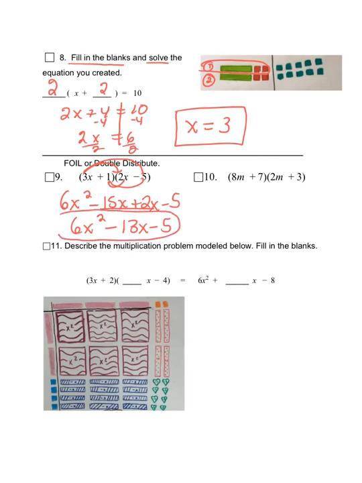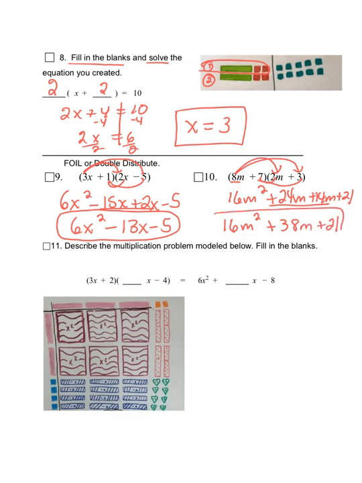We can circle that. If you think about it as double distribute, we start off with the 8m, and we distribute that. So 8m times 2m is 16m squared. Then you have 8m times 3, plus 24m. Then you distribute the 7: plus 14m and 21. Again, you combine like terms. You're going to have 16m squared plus 38m plus 21. Just going to draw a box around that too.